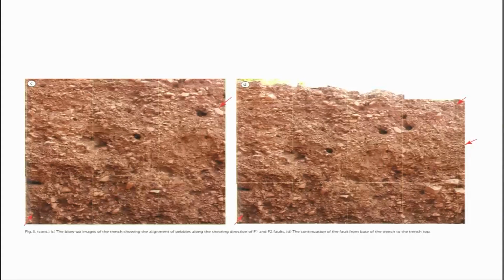So this is again a similar shear fabric which has been shown here, and you have the deformation pattern which has been unfolding. We see here this is the fault plane, and the folding is taking place over that. Okay.